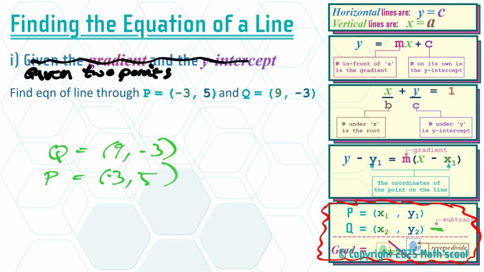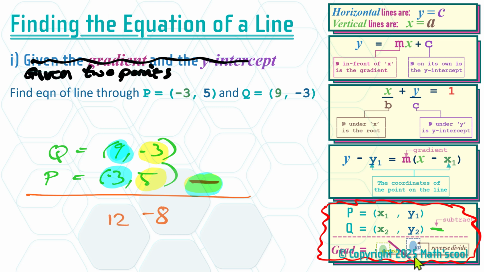Now it says subtract. Big subtract sign. And so I'm going to do minus 3 subtract 5. That's going to be minus 8. Minus 8. And then I'm going to do 9 subtract minus 3. Watch out for that. 9 subtract minus 3, which is the same as 9 plus 3, which is 12. So that's going to give me 12.